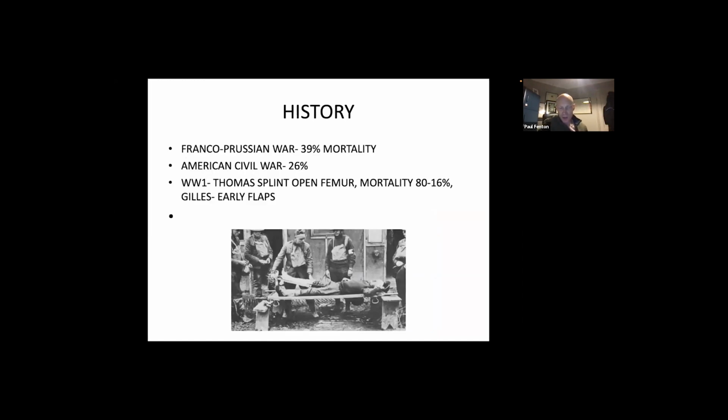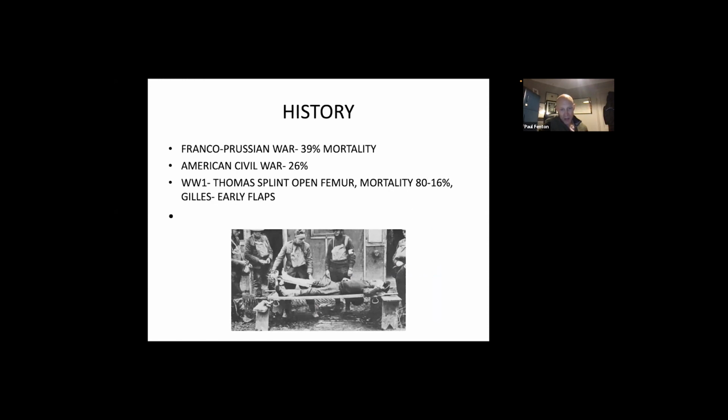Moving forward again to the 19th century, to the major wars, the American Civil War, the Franco-Prussian War, and in the industrial age, the injuries they're seeing then, open lower limb fractures. So you see there's a significant mortality rate associated with these injuries and their aftermath.